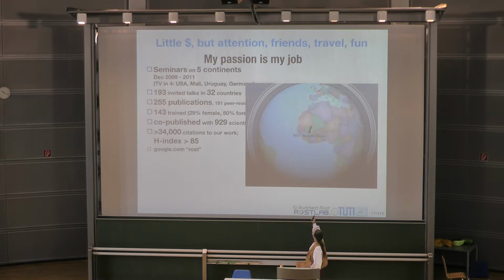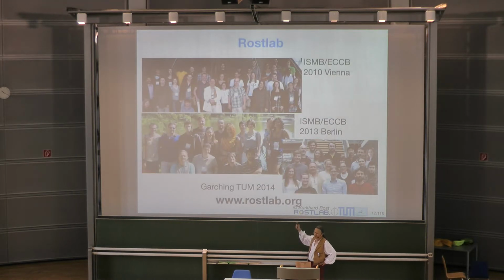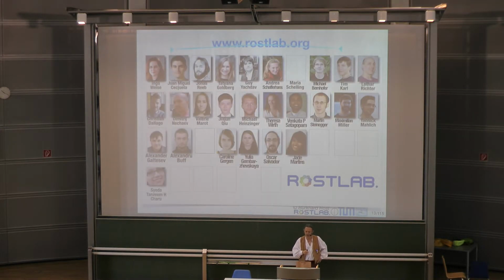What the movie here shows is just 1.5 years when I sort of gave talks on 5 continents. Actually, last year I did the same, even 6. I've given now almost 200 invited talks in 32 countries, 255 publications, and I co-published with 929 scientists, or more than that. The work has been cited over 34,000 times with an H-index of 84. Here's the group at 2 different time points at meetings here, at a meeting in Vienna, at a meeting in Berlin, and here in Garching. That is sort of the stem of the current group, shrinking.